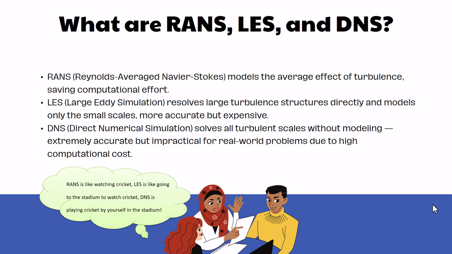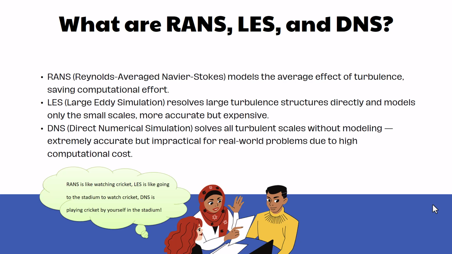So how to model turbulence? Next question is, what are RANS, LES and DNS? So RANS is the Reynolds-Averaged Navier-Stokes model, which takes the average effect of turbulence. In the real world there is also DNS, which is direct numerical simulation. DNS will solve these turbulence scales without modeling or averaging them. It will directly solve them as accurately as possible, but it has a very high, unrealistic computational cost.